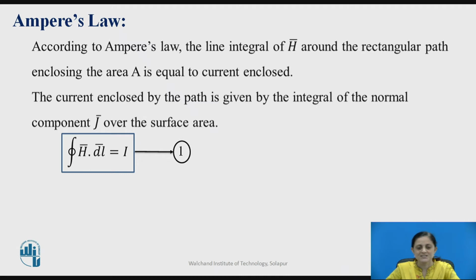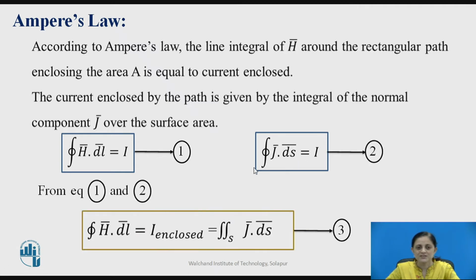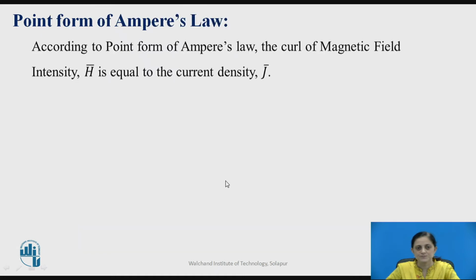Let us consider this is equation number 1 and equation number 2 is J bar dot ds bar is equal to I. So by equating these two equations you can write the equation for Ampere's law as integration for the closed path H bar dot dl bar is equal to integration for the surface area S J bar dot ds bar, and these two are equated to the current enclosed by that path and the surface area. This is how you can define the Ampere's law.